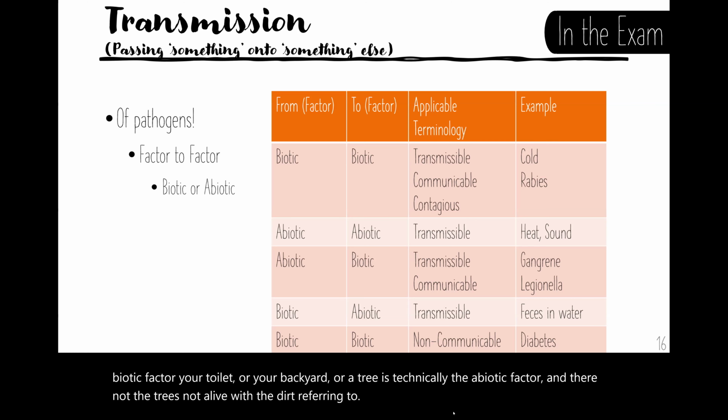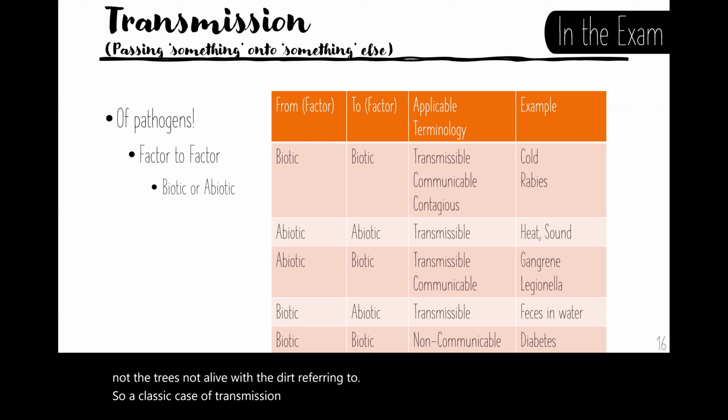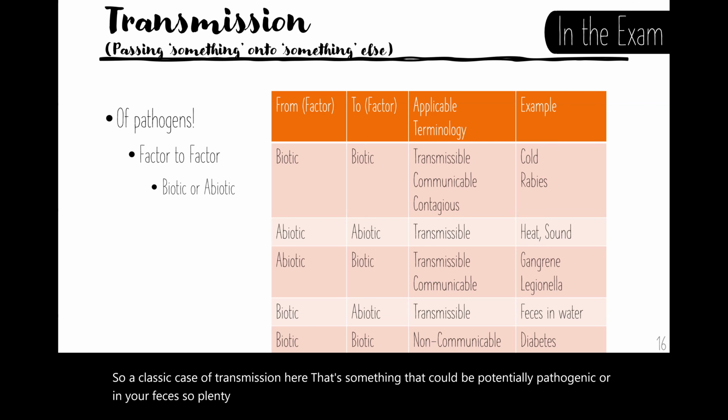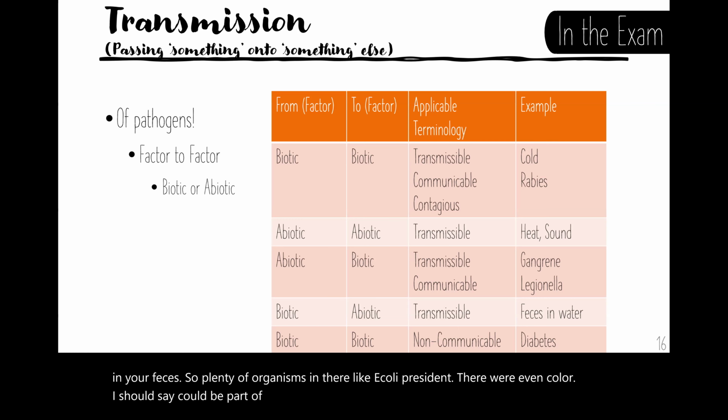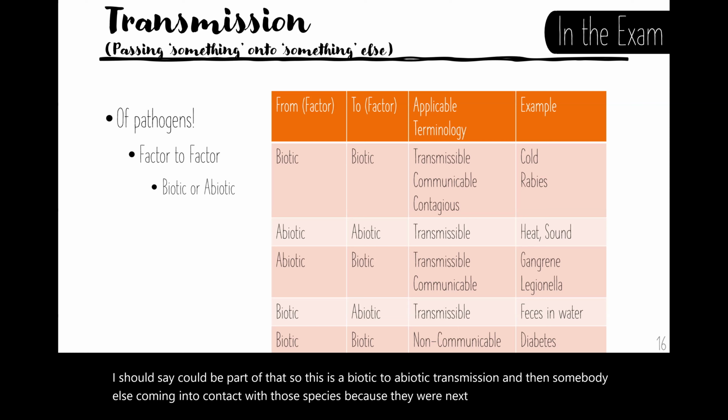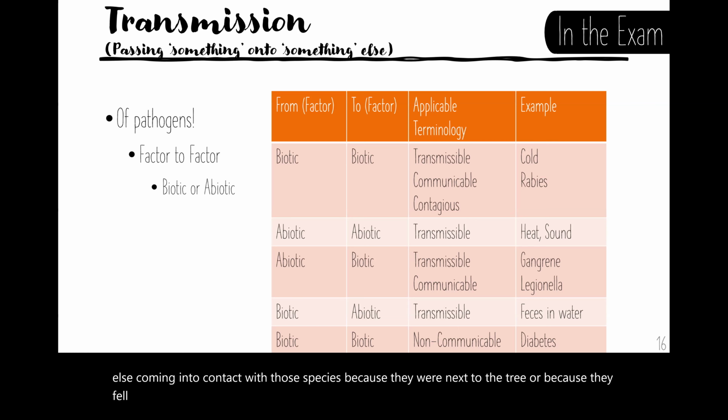So a classic case of transmission here, and it's something that could be potentially pathogenic, are in your feces. So plenty of organisms in there, like E. coli present there, or even cholera, or Vibrio cholerae, I should say, could be part of that. So this is a biotic to an abiotic transmission, and then somebody else coming into contact with those feces because they were next to the tree or because they fell in a river in water, that's how they acquired the disease.